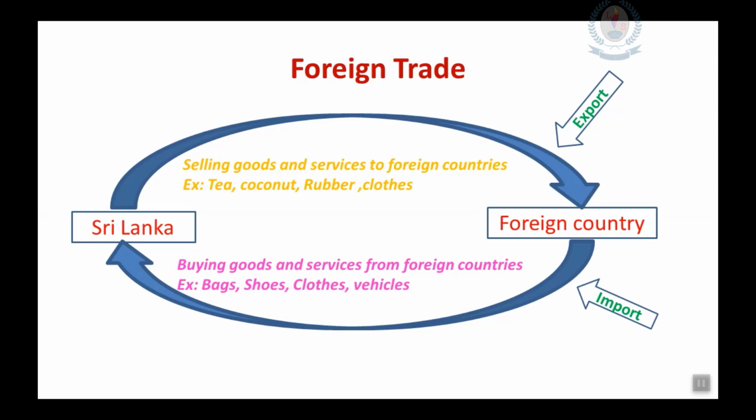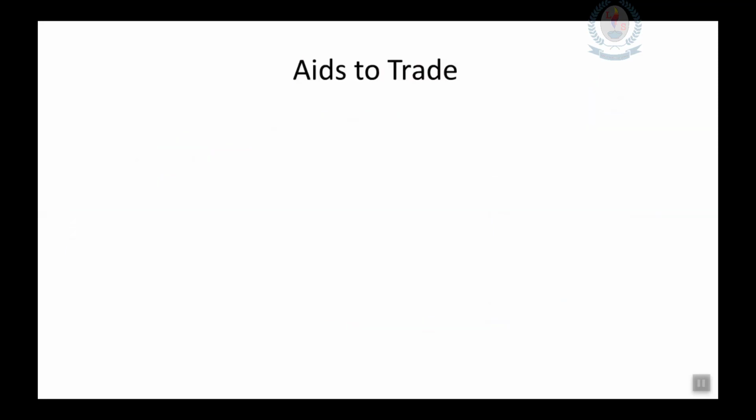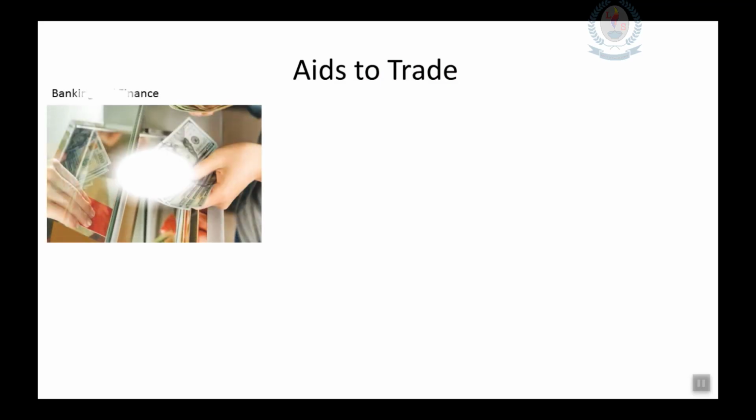What is import? Buying goods and services from foreign countries. What are the things we import? Bags, shoes, clothes, vehicles, etc. Aids to trade: they provide necessary support to the trade.